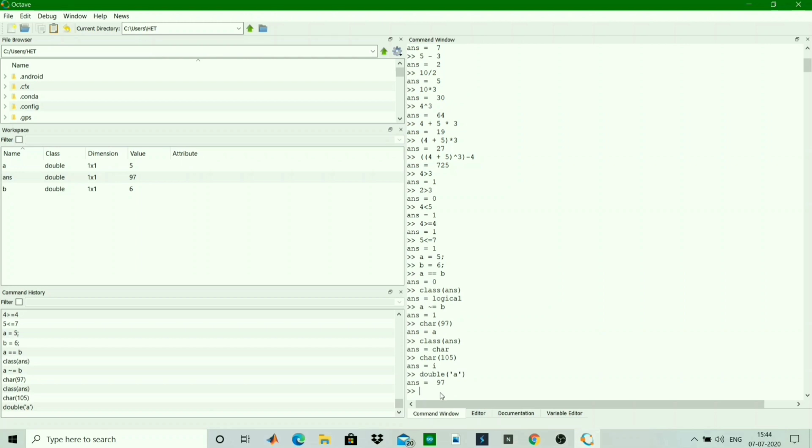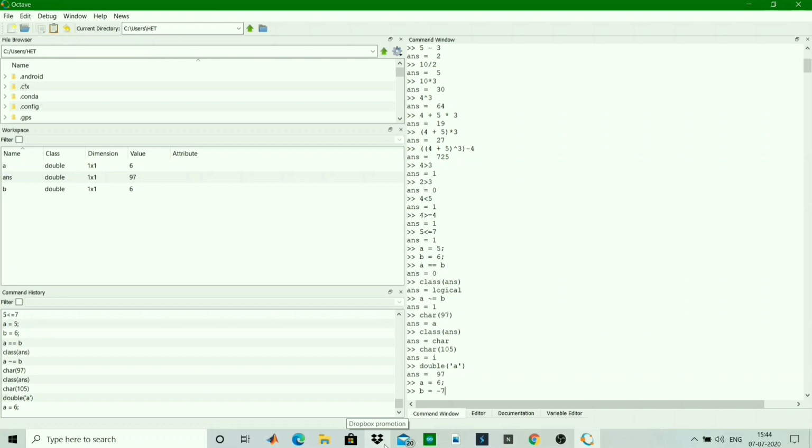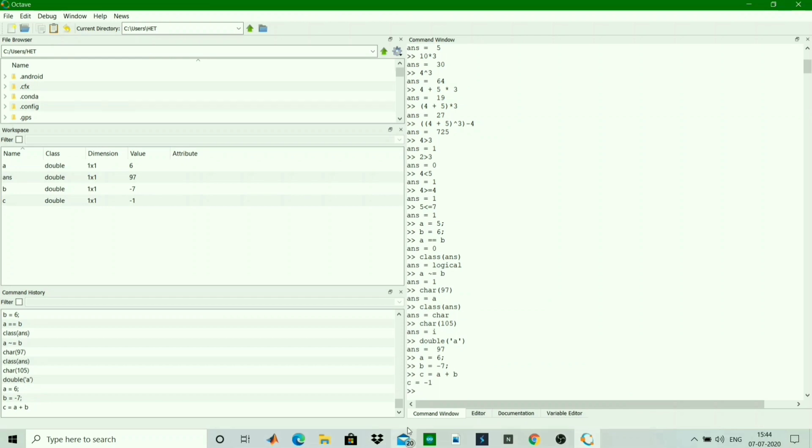For example, we use sign to know the sign of the number that has been obtained. For example, take A equal to 6, B equal to -7, and C equal to A plus B. On hitting enter, you see that C is equal to -1. But there might be a chance where you won't see an output, but you want to know its sign, whether it is negative, positive, or it is 0.